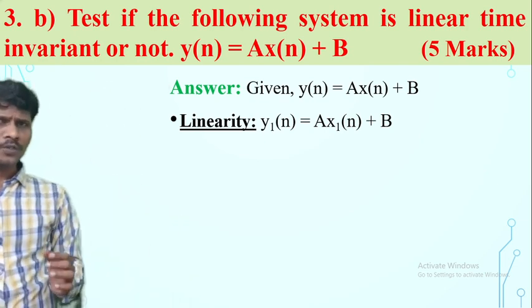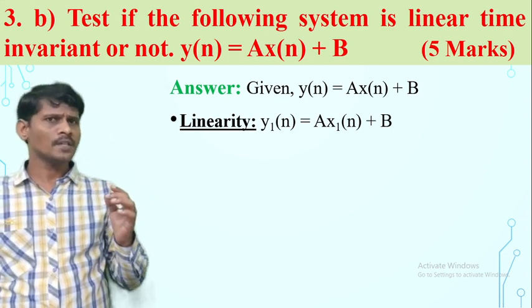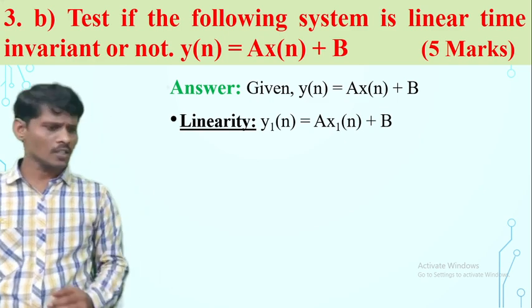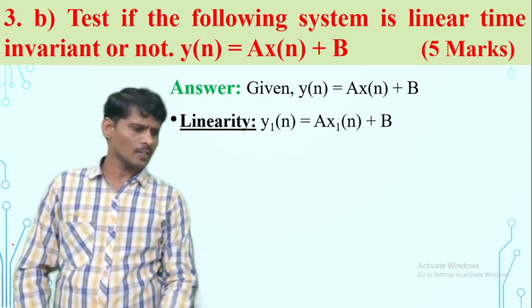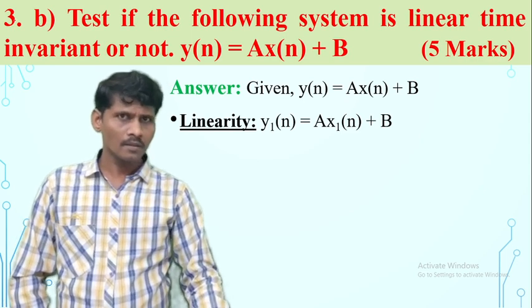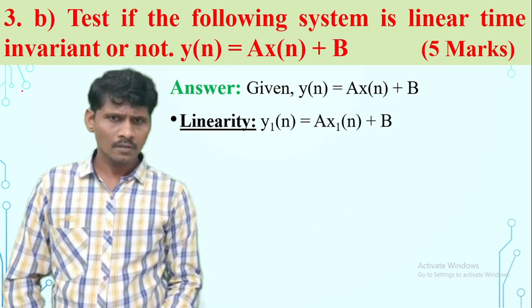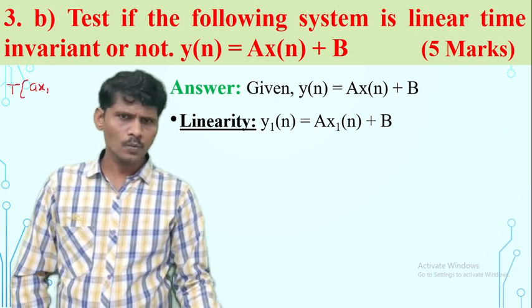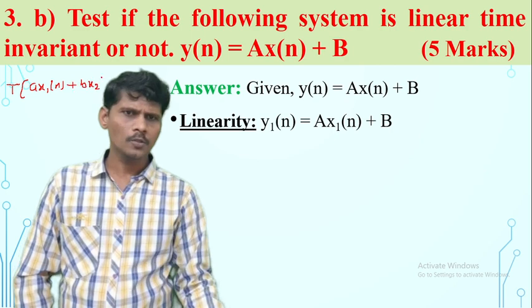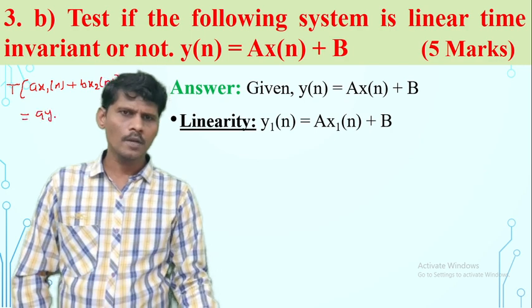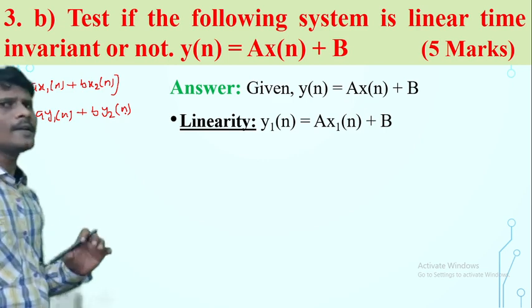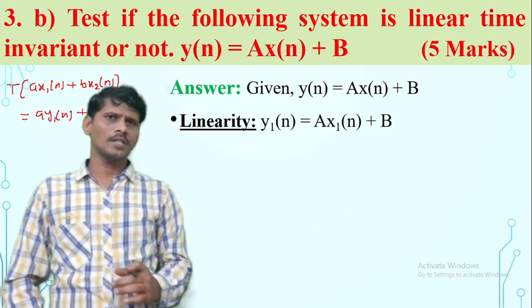If it satisfies the principle of superposition, that is, the transformation of a x1 of n plus b x2 of n is equal to a y1 of n plus b y2 of n, where small a and small b are arbitrary constants. If the condition is satisfied, then the given system is said to be linear, otherwise it is said to be non-linear. So this is the statement of the linearity property. First check whether the given difference equation is linear or non-linear.